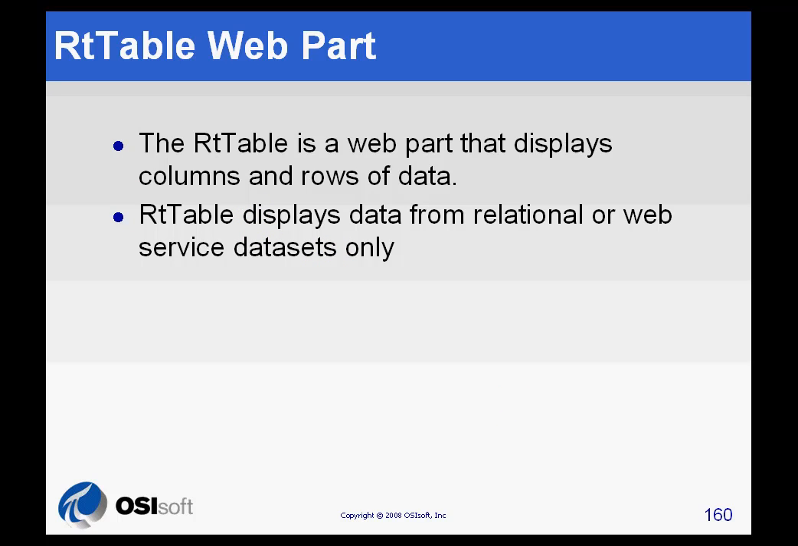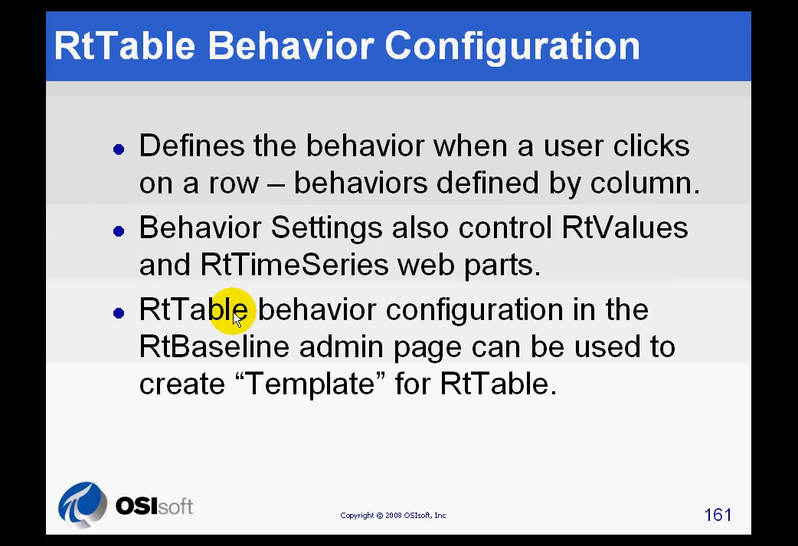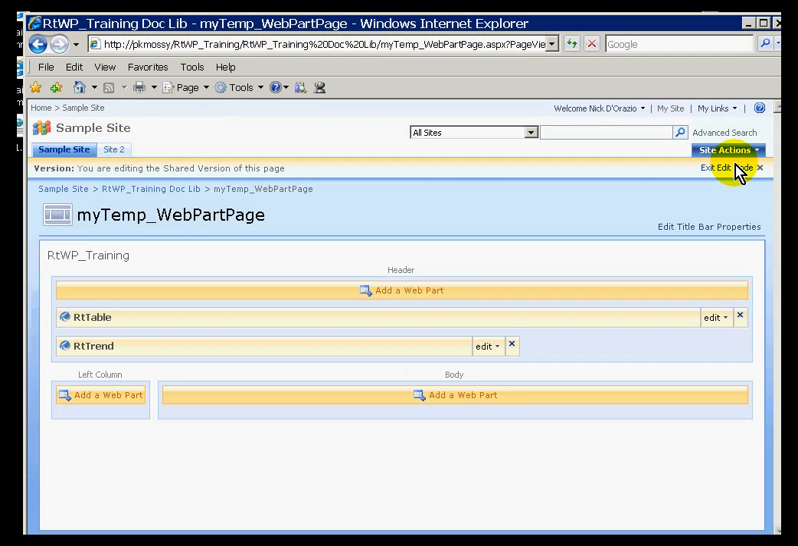So it is a part that displays columns and rows of data, obviously, and as I said, it only displays the data from relational or web service data sets. When we continue after my next demonstration, we're going to get into all the details. There's a huge amount of details on how you can configure this. If you notice, there's a whole section on RT table behavior configuration. We'll get to that soon enough, but let's just refresh everybody's memory.